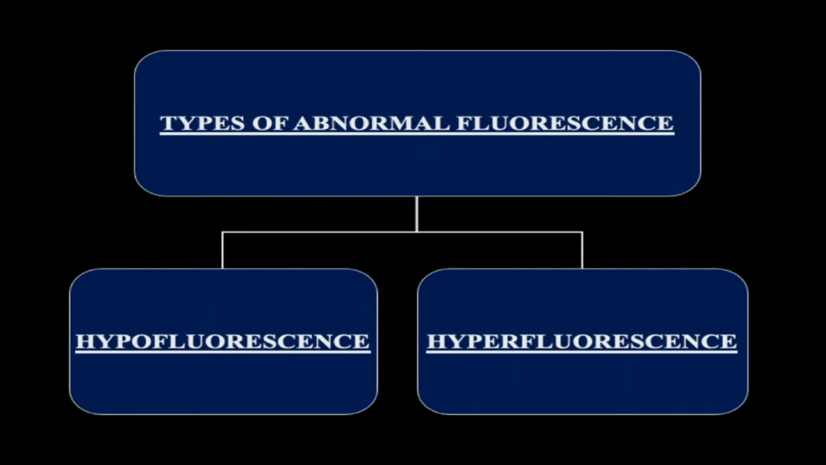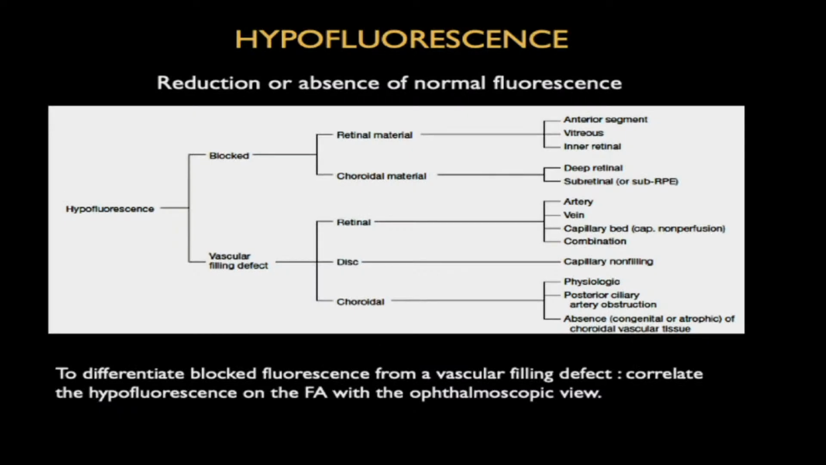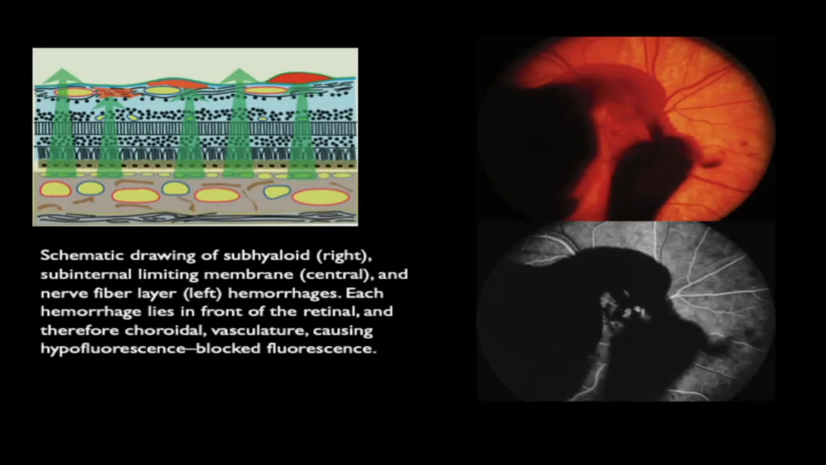So the types of abnormal fluorescence essentially would be hypo and hyperfluorescence. Hypofluorescence is essentially a reduction or the absence of normal fluorescence, which could be either blocked or due to a vascular filling defect. And to differentiate between a vascular filling defect and blocked fluorescence, one also needs to correlate the fluorescein angiogram with the retinal picture.